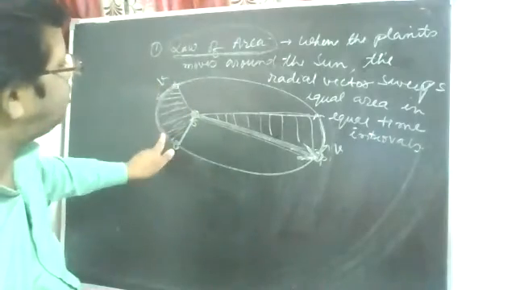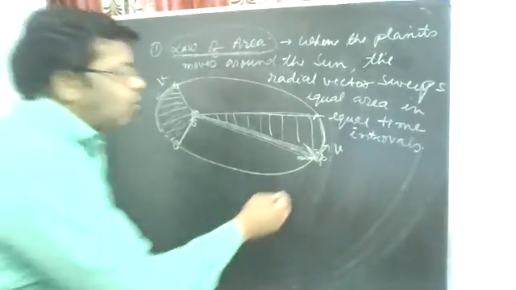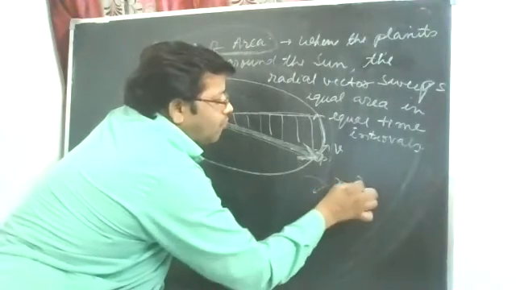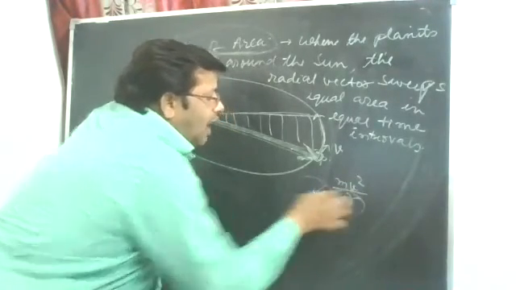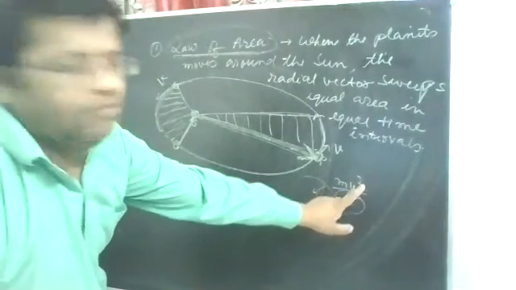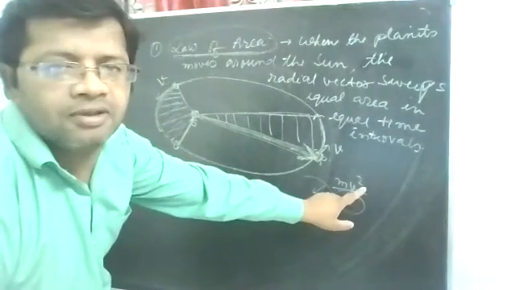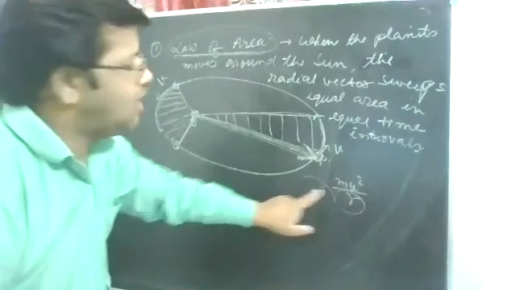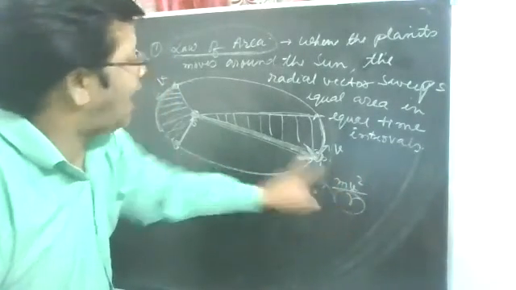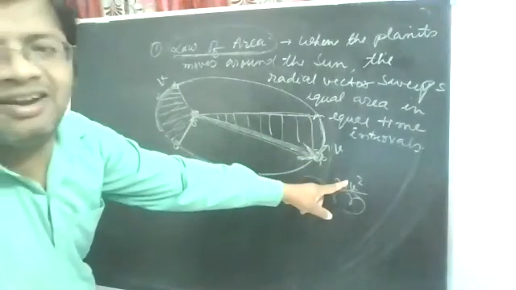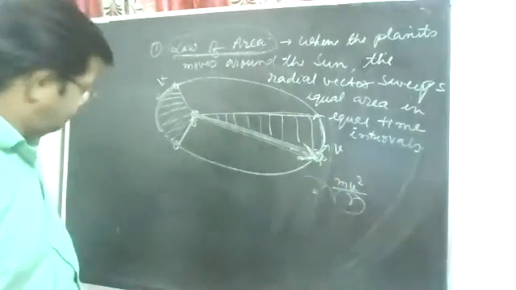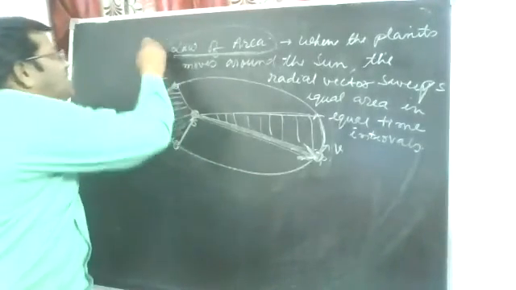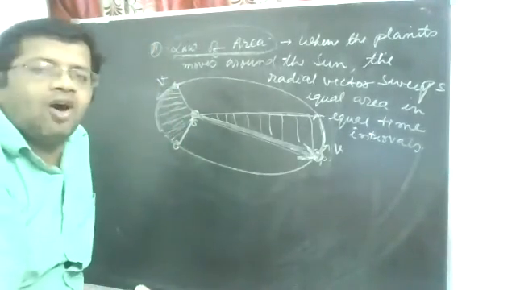When the planet reaches the near side, as you know, when the planet moves around the sun, the gravitational force provides the centripetal force. When R decreases, velocity increases. When R decreases, definitely centripetal force will increase and velocity will increase. When R increases, velocity will decrease. So this is known as the law of area. This is known as the second law, and this is known as the law of area.